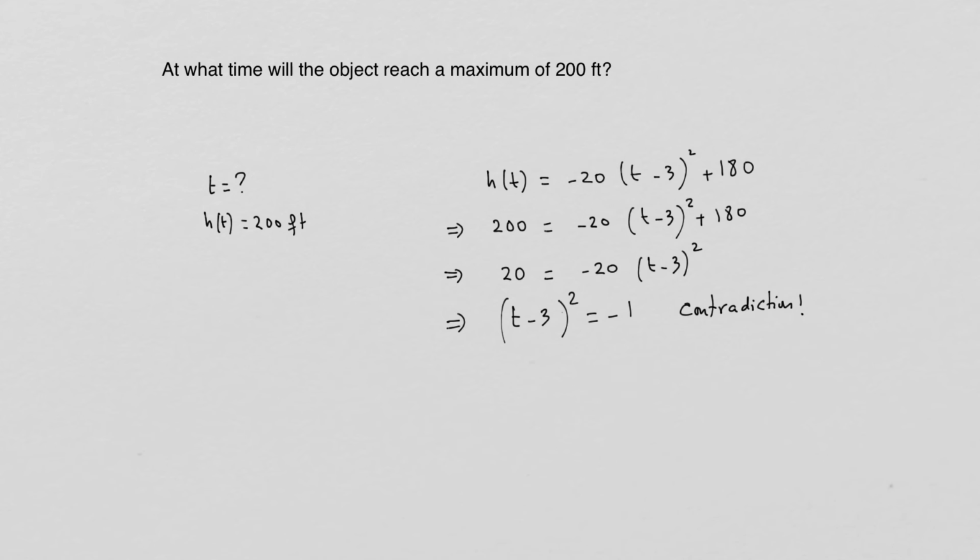What if I want to take the longest way? Okay, well, let's take the longest way. Let's be silly and distribute. You get t squared minus 6t plus 9 equals negative 1. So that means t squared minus 6t plus 8 equals 0. And we can use the quadratic formula.